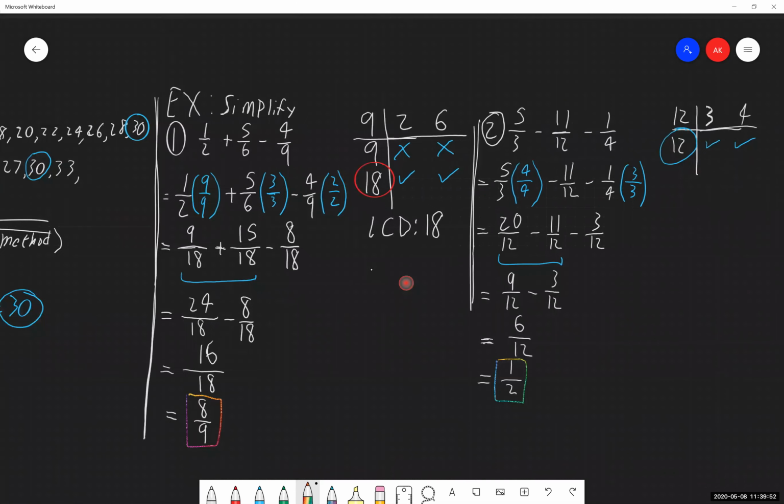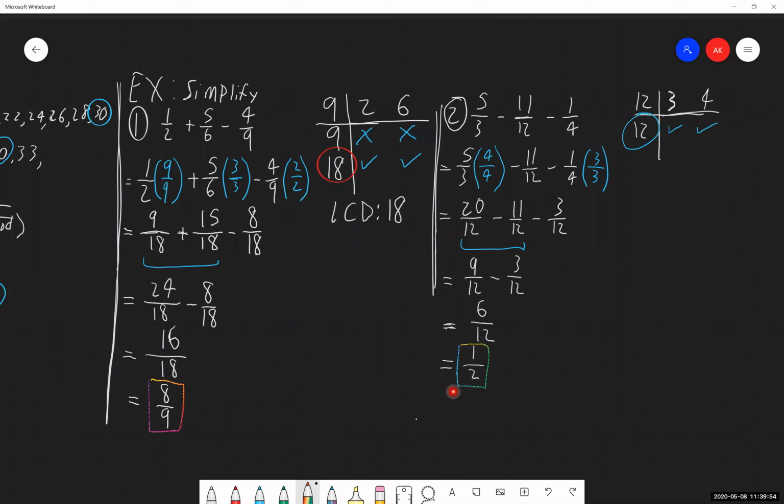And always make sure you are fully reducing your final answer down if it is a fraction. If you don't do that, you're going to lose points on the homework, you're going to lose points on the test. Always make that thing fully reduced if you can. Okay?